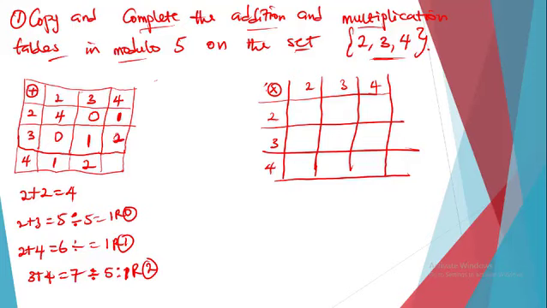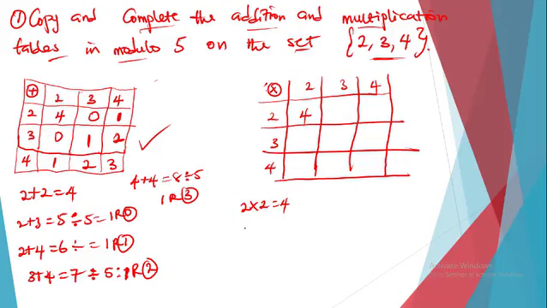And then we have the last one to be 4 plus 4, and 4 plus 4 is equal to 8. 8 divided by 5 will give us 1, remainder 3. So we pick our 3 and add it here. So we've completed the first table. Now for multiplication, we have 2 times 2, which is 4, and 4 is less than 5. So we write down our 4.